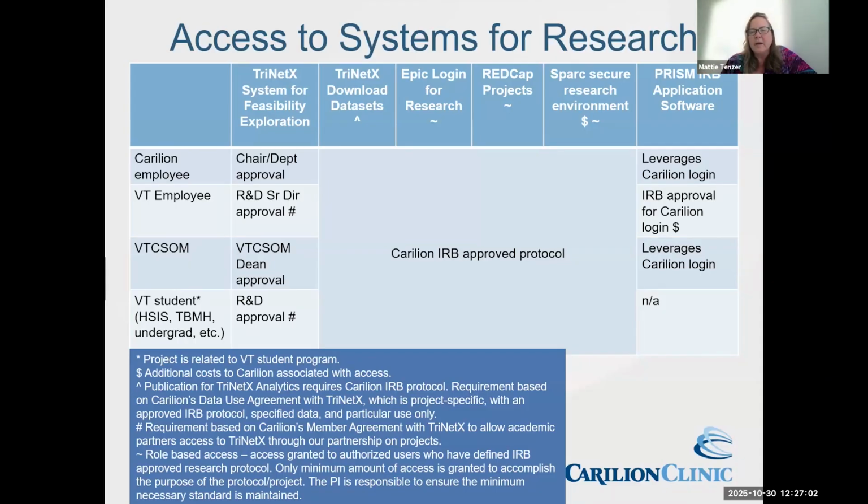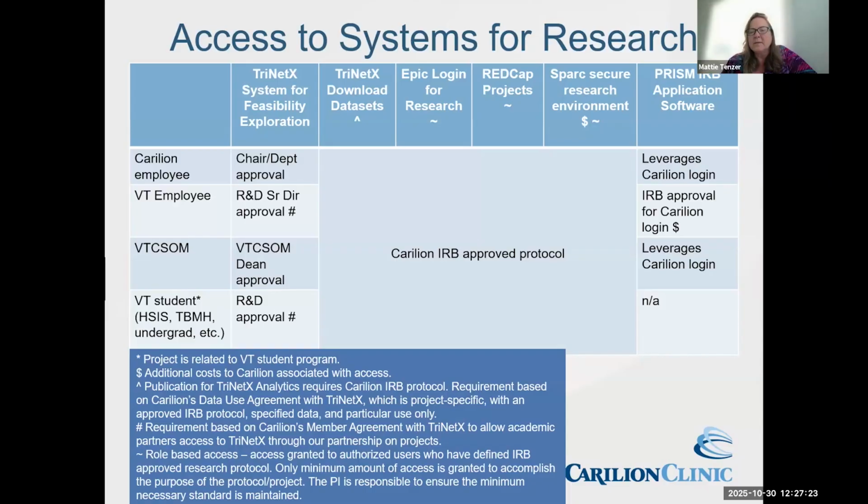Like a Virginia Tech employee comes through our research and development area. The School of Medicine goes through the dean, and then other Virginia Tech students also come through the research and development. And we basically want to make sure that if they're using Trinetix, that they're working with somebody at Carillion on a project or plan to if they find something is feasible to work on.